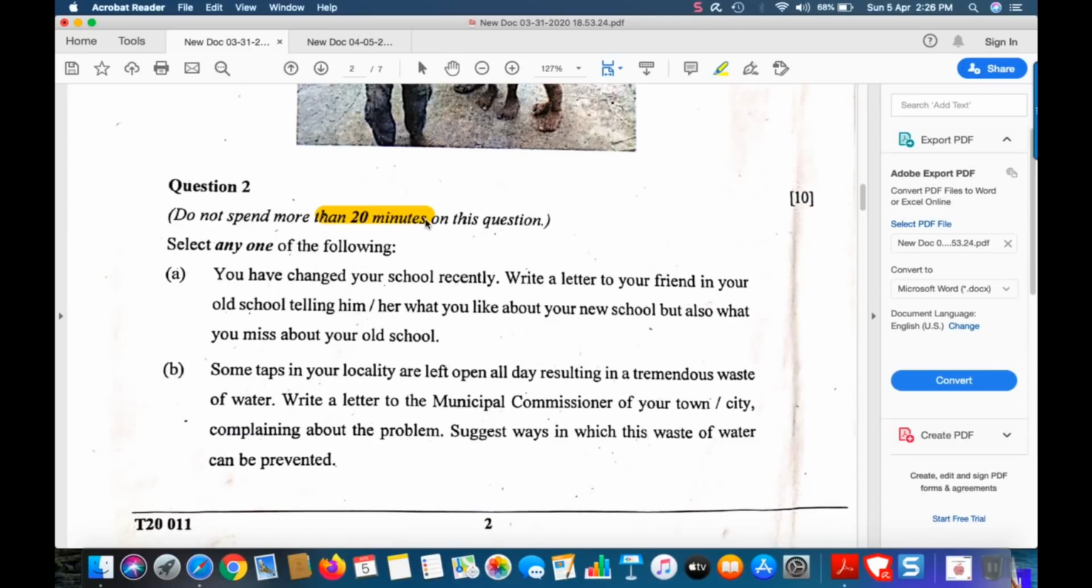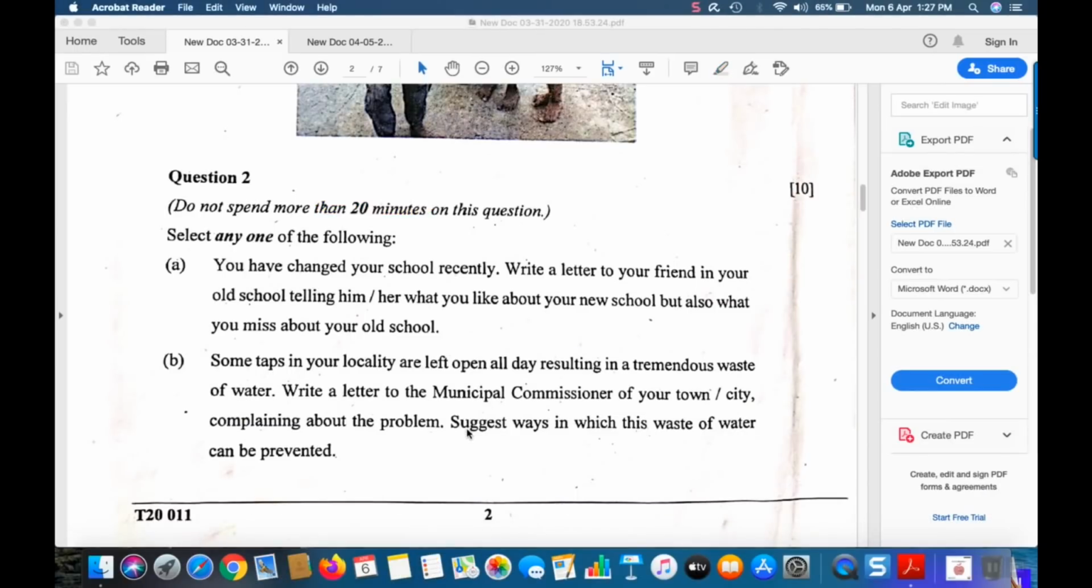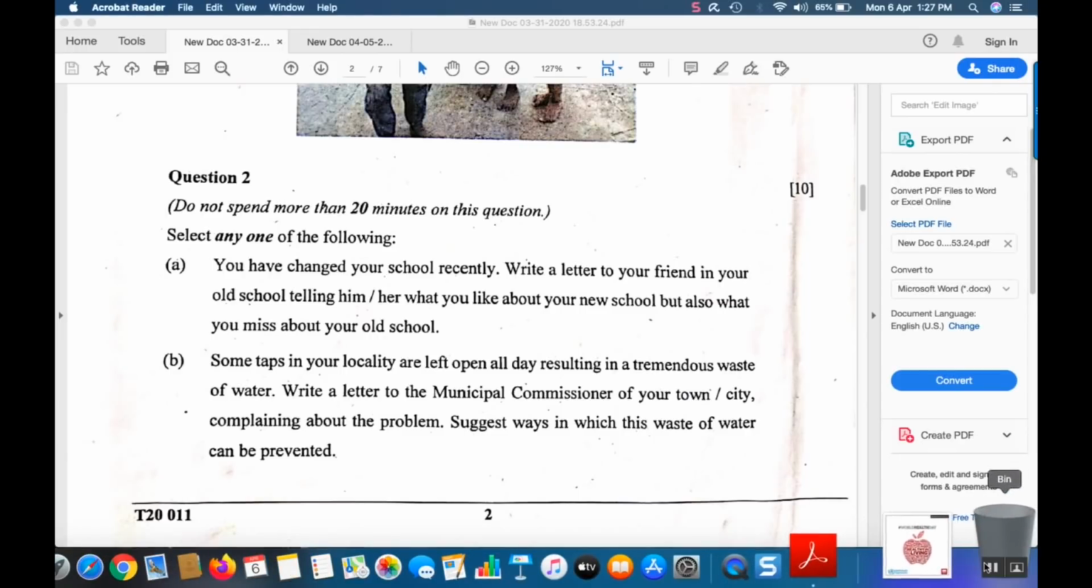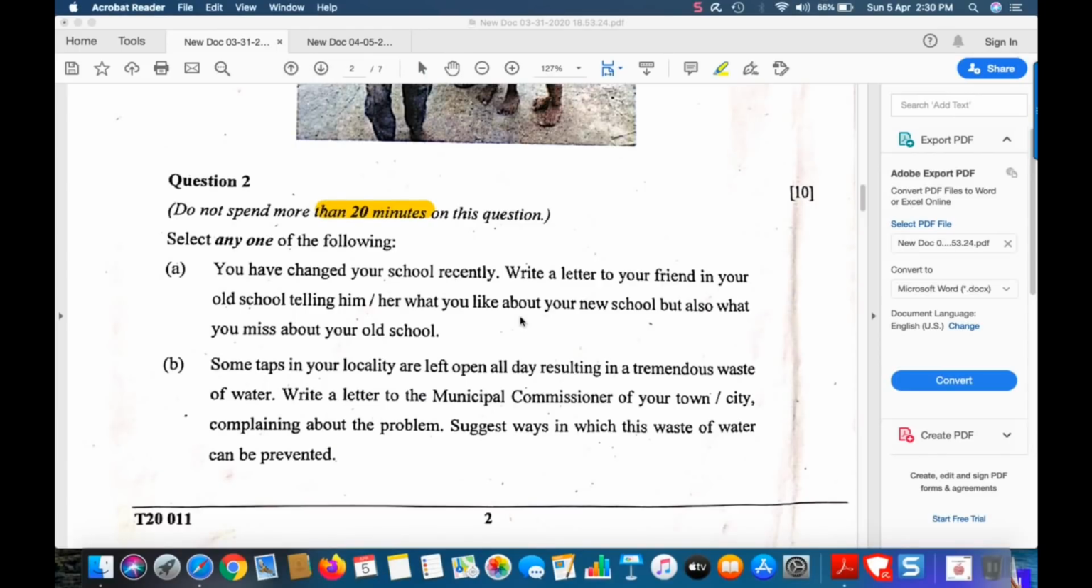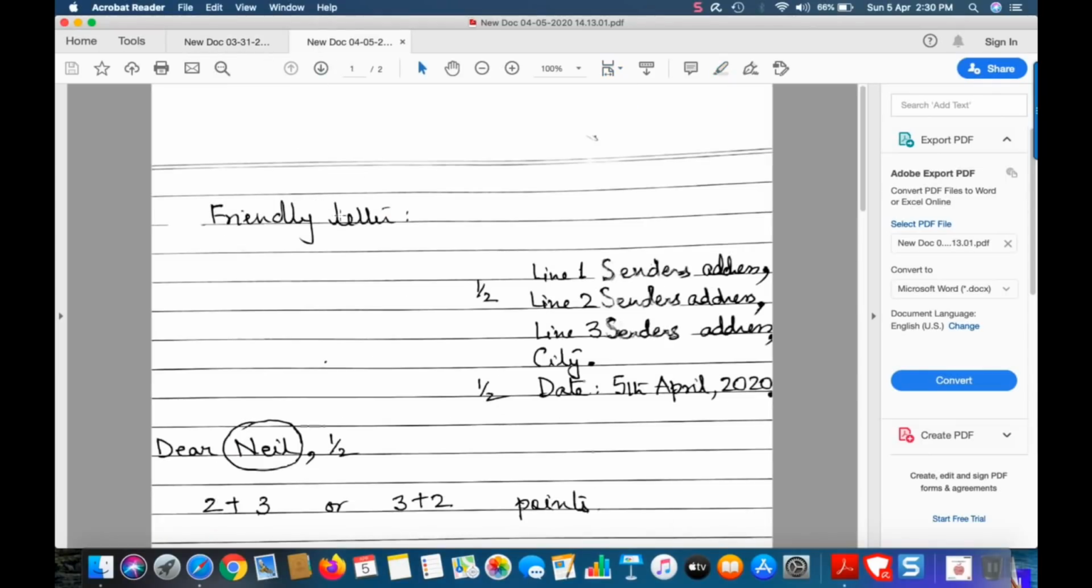Now students, you are supposed to do only one of them. The marks that you get in a letter is divided into 3 parts. First is the format, second is the content, and third is the expression. Now we will see what will be the format for question number 2A, that is an informal letter or a friendly letter. Now this is a friendly letter.